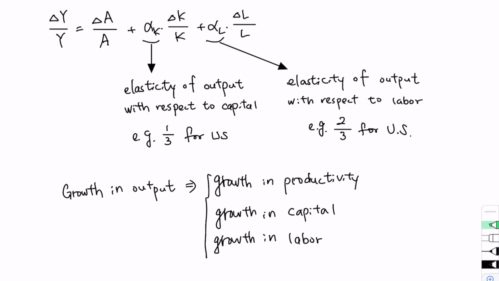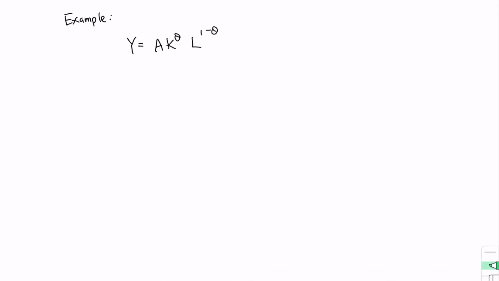In fact, this formula is valid regardless of the assumption of the production function. However, if you have the Cobb-Douglas production function in mind, then it will make this equation easier to digest. So let me illustrate why this equation looks like this, based on a special example of the production function, which is the Cobb-Douglas production function. We say Y is equal to A, which is the productivity, multiplied by K to the power of theta, L to the power of 1 minus theta.